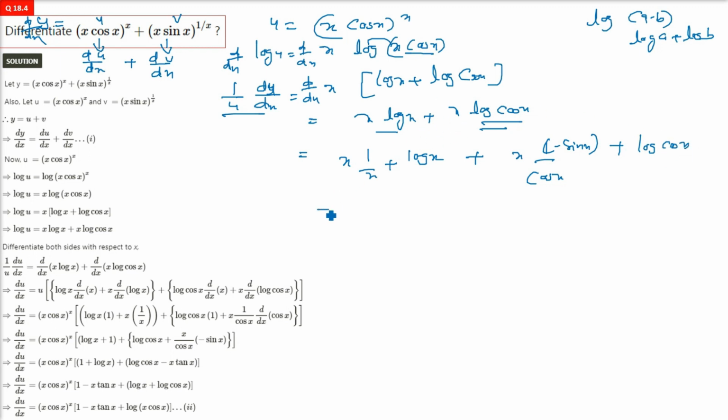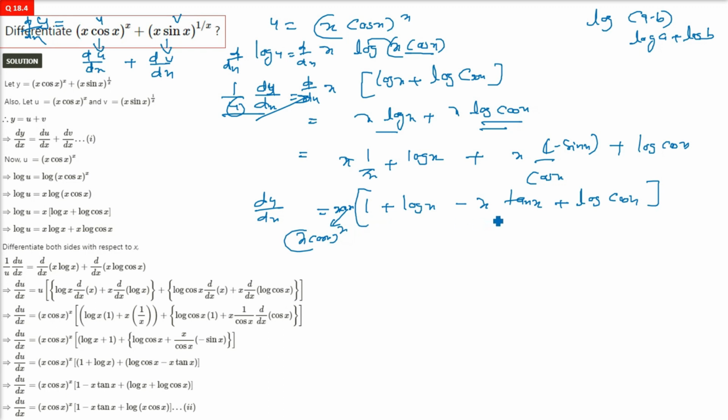Alright. So this gets cancelled, x gets cancelled, you have 1 plus log x minus x sin x by cos x is 10x plus log cos x, and this multiplied by u. What was u? You can arrange them accordingly, whichever way you want. So du by dx, u goes on the right hand side, it is x cos x to the power x. Let me write here. x cos x to the power x. This is your first term.